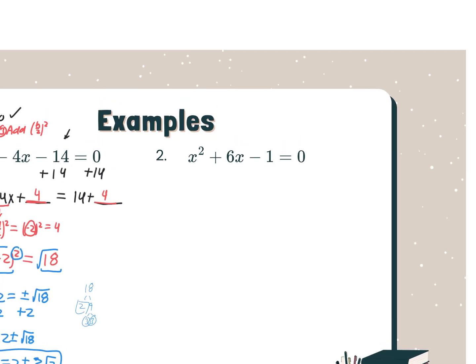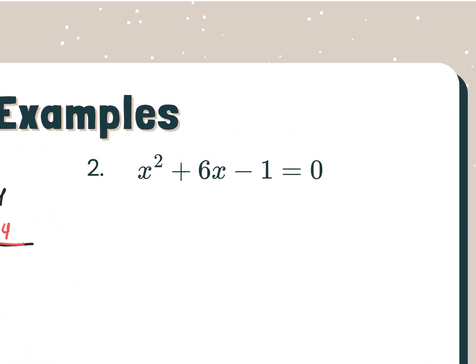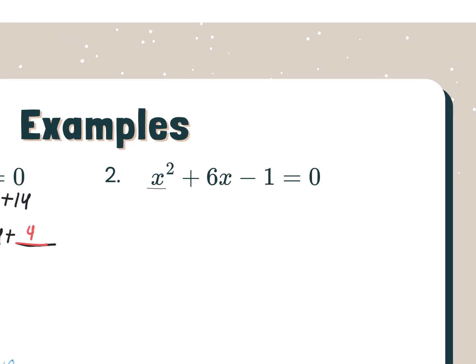All right, so something like number 2. Again, first thing, I don't want anything in front of x squared, right? And we don't, right? So I can move on to the next step, which is moving the constant to the other side, right? Remember, the constant is anything without a variable. So then I have an x squared plus 6x plus, I'm going to put a little blank, equals 0 plus 1 is 1, and then I'm going to add a little blank.